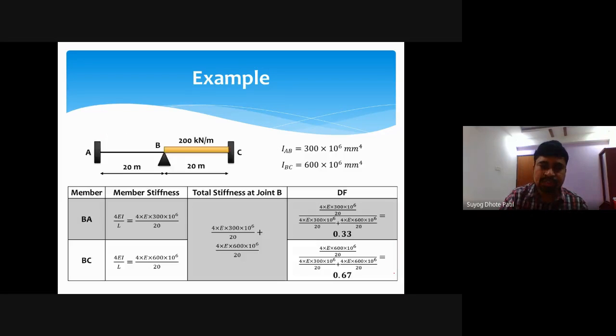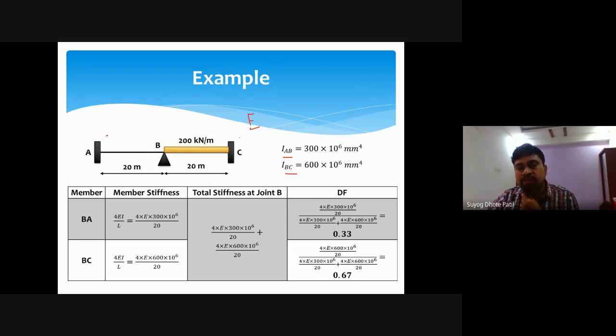Next, now a simple numerical: a compound beam or continuous beam. Joint A is fixed, joint B is hinged, joint C is fixed. We have the values IAB and IBC. We don't have the value of E here. The length value is given as 20 meters, and on BC there is a UDL of 200 kilonewton per meter.